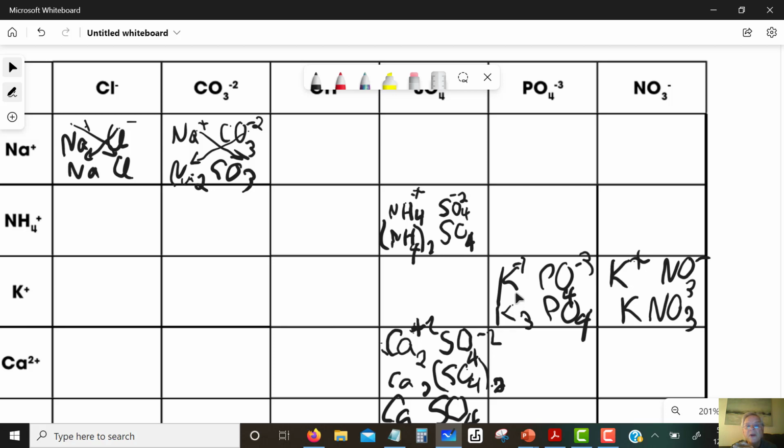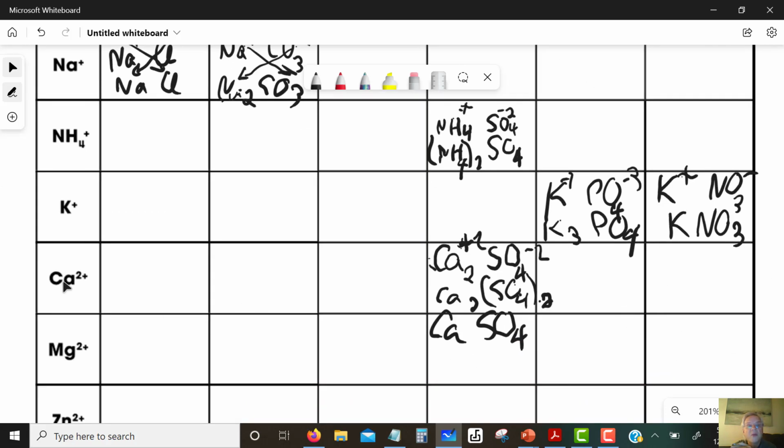Coming down the page a little bit, potassium and phosphate. In this case, potassium has a +1 charge, phosphate has a -3. So the crisscross is simply K3. The 3 comes down, and then the +1 would be outside the PO4. Potassium nitrate. Potassium has a positive 1 charge, nitrate has a minus 1 charge. When I crisscross that, that comes out here. There's no need for brackets. Over here, this becomes a 1 when it comes down. There's no need for brackets there.